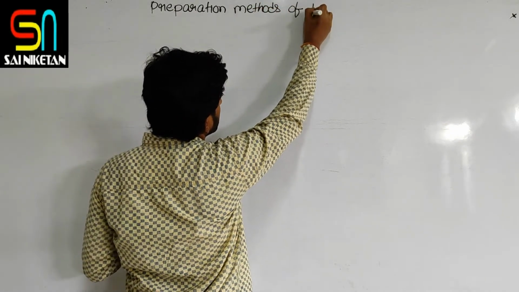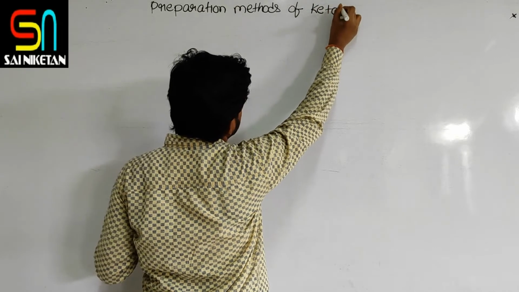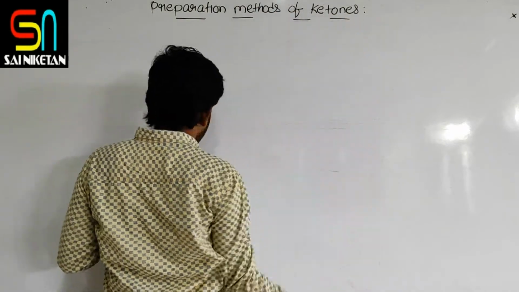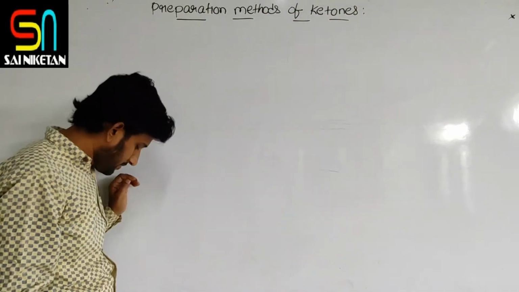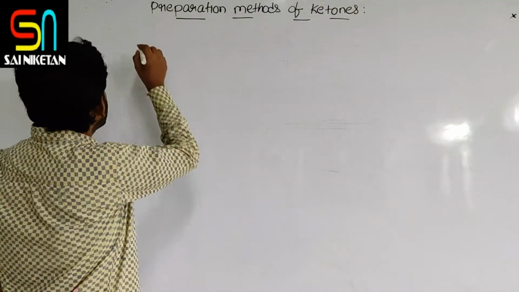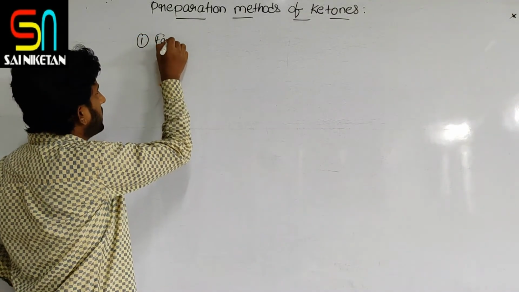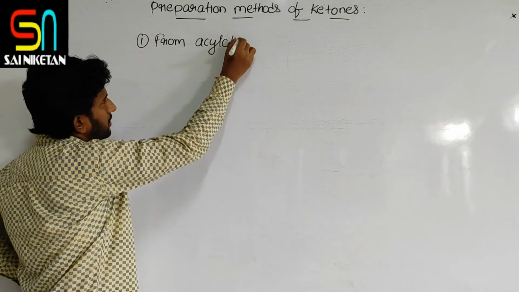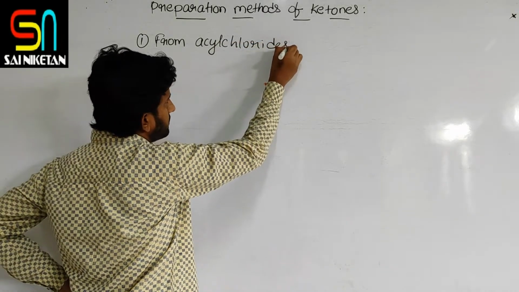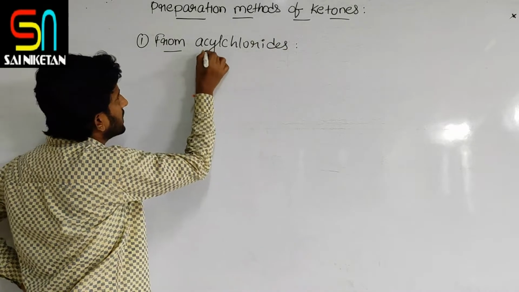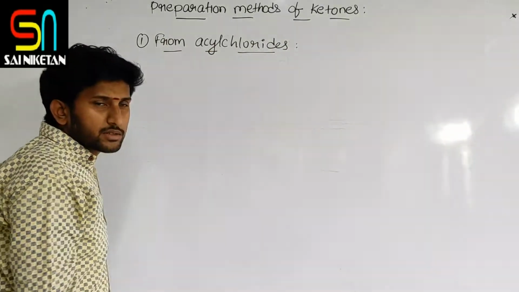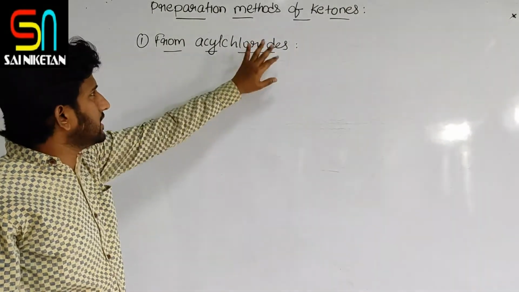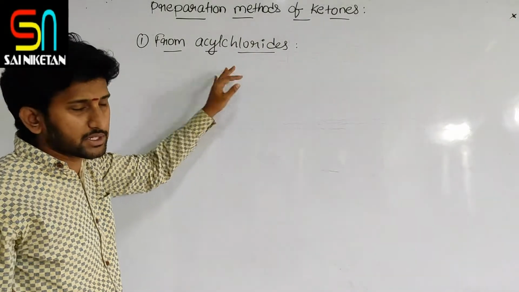Okay, some additional methods we'll see here. Ketones can be prepared from acyl chlorides, same like aldehydes. We have also seen the preparation of aldehydes from acyl chlorides by Rosenmund reduction. Same like that, here also you can synthesize ketones from acyl chlorides, but the reagent we are using here is different.